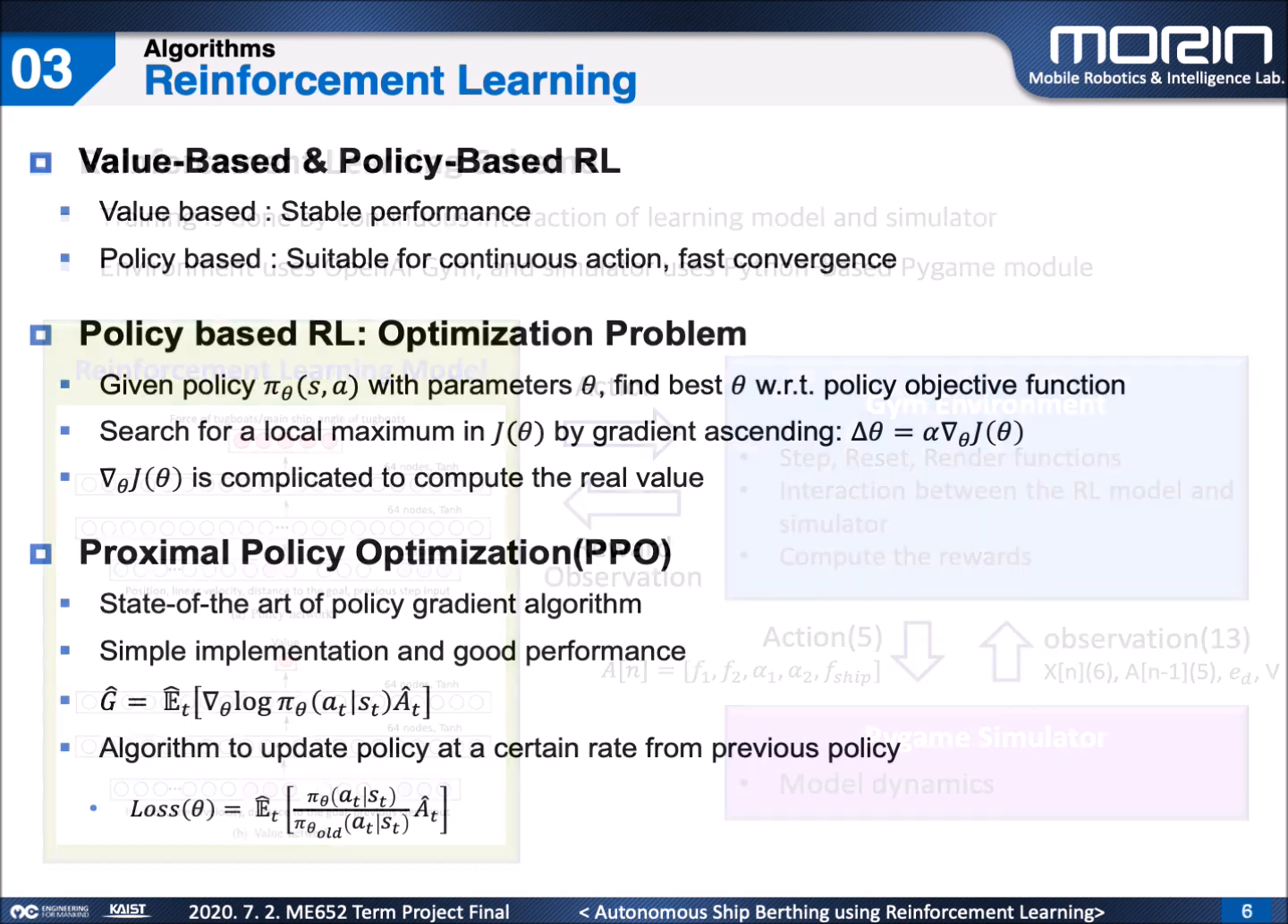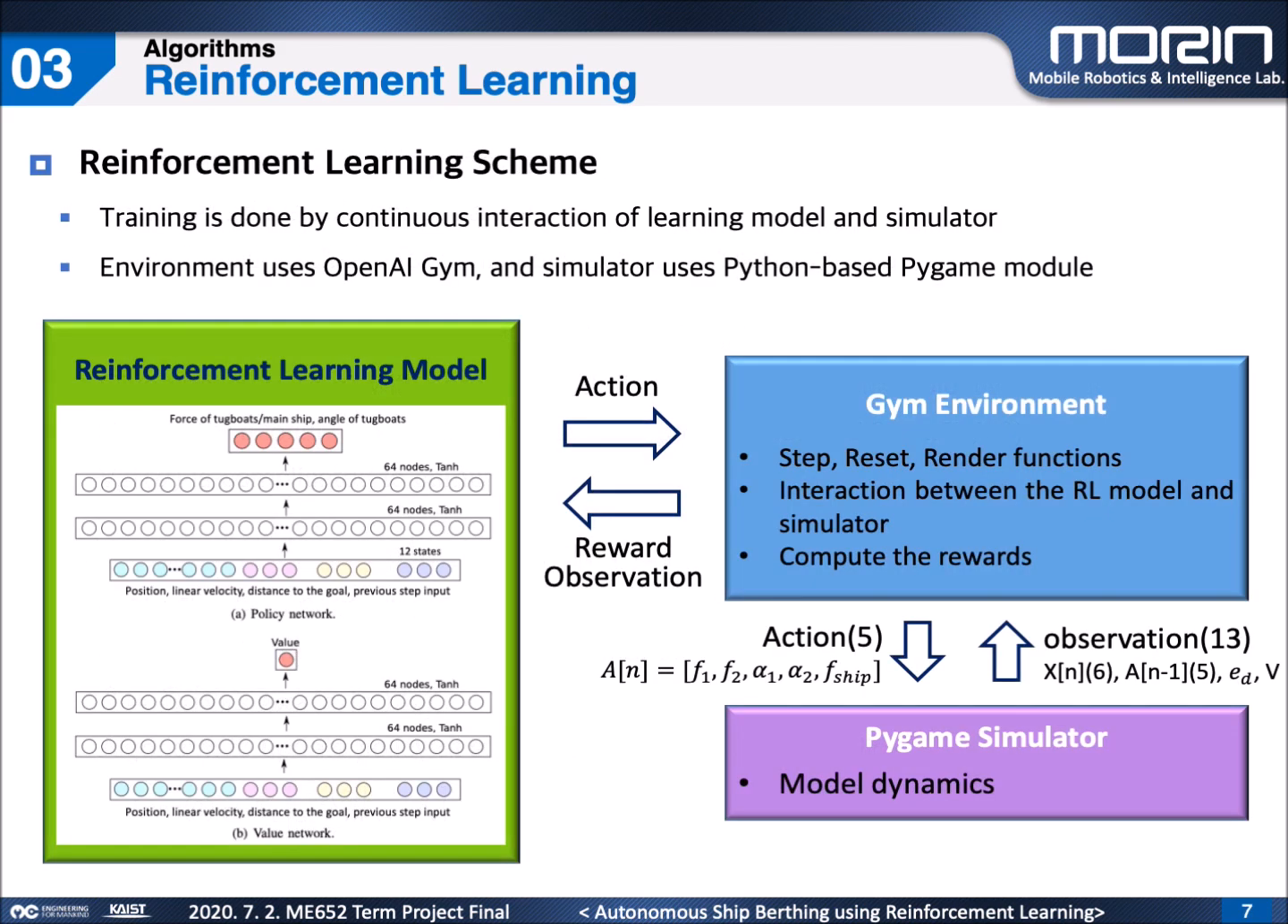Now, let me describe the RL training framework in simulation. We have 3 big components here: RL network, gym environment, and simulator. The simulator is implemented based on a Python-based module named Pygame. Here, the RL network is the training network which outputs actions, and it is trained using the given reward and observation. The OpenAI gym environment interfaces between the simulator and the RL network, and the reward is computed here.